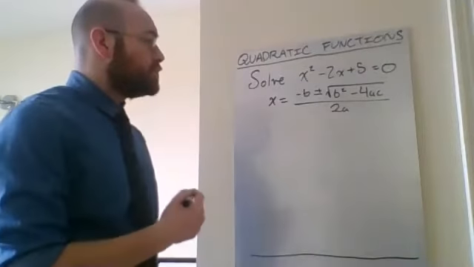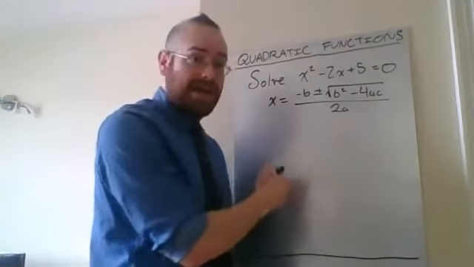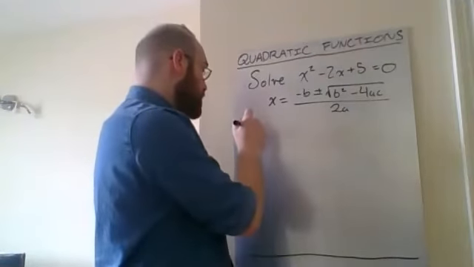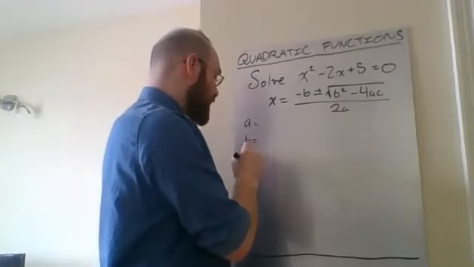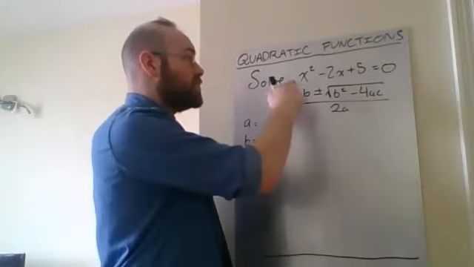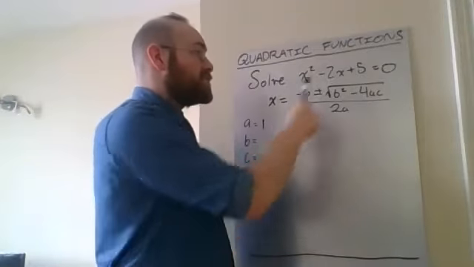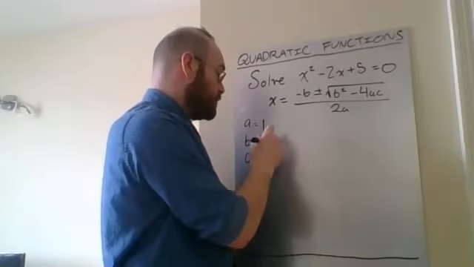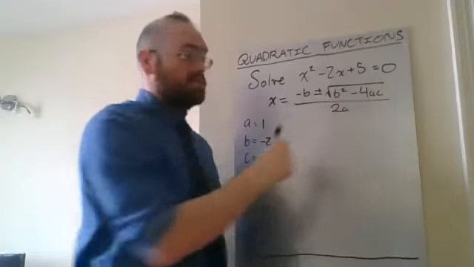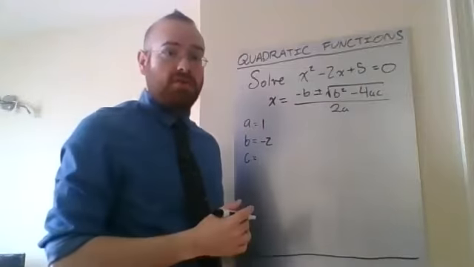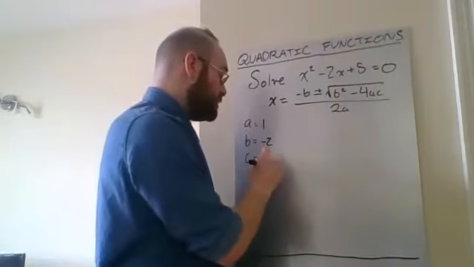So it's important to list what our a, b, and c are. These are the coefficients of our equation. The coefficient of x squared is a, that is 1. The coefficient of x is negative 2. And the constant term for the last term is 5.